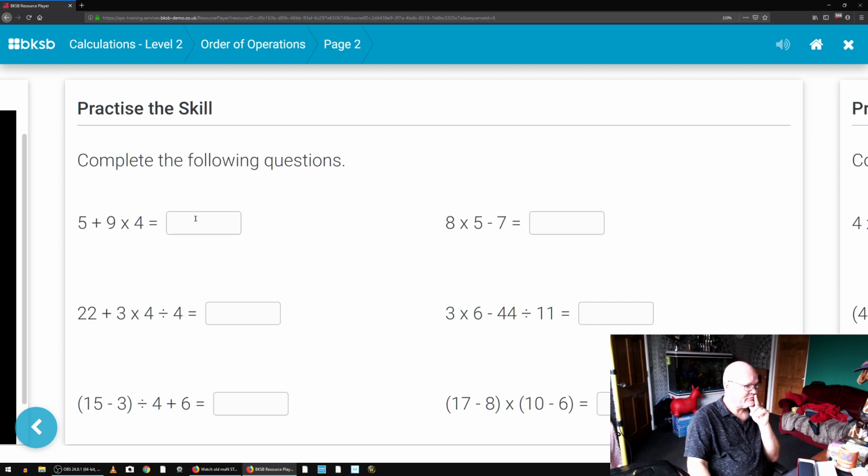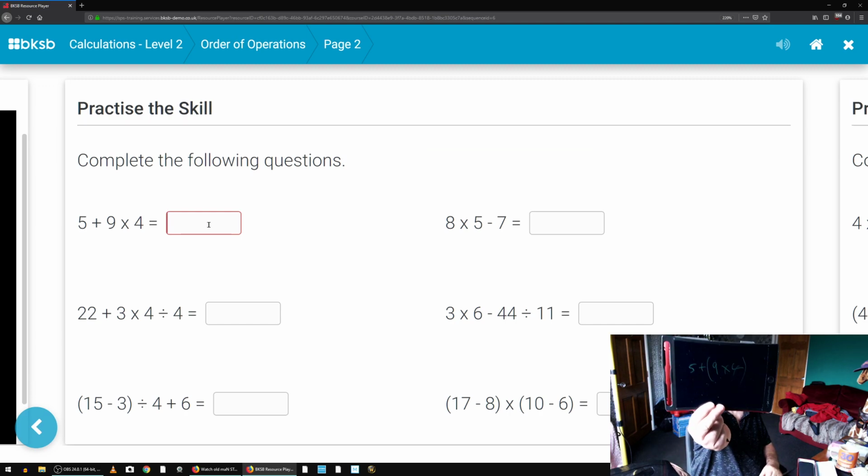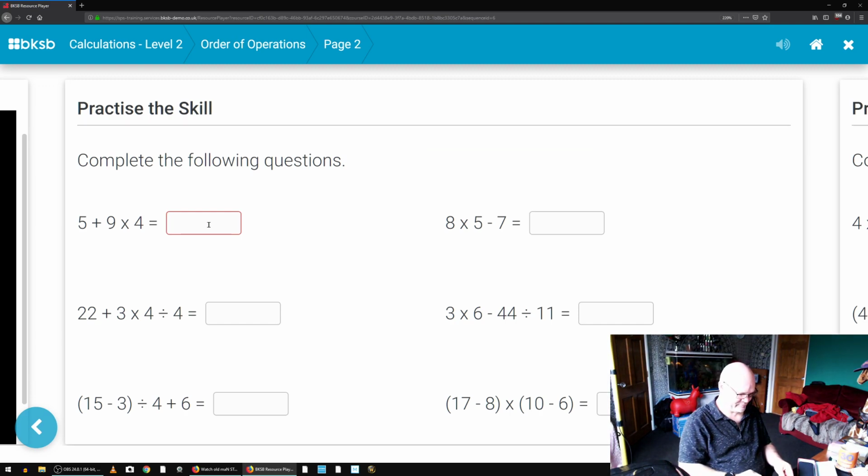Right. So let's see if we got that right. Our BIDMAS. So 5 plus 9 times 4. First thing is multiplication. So it's 9 times 4. Let's put the brackets in. 5 plus (9 times 4). And that will give me 36. That's 5 plus 36.